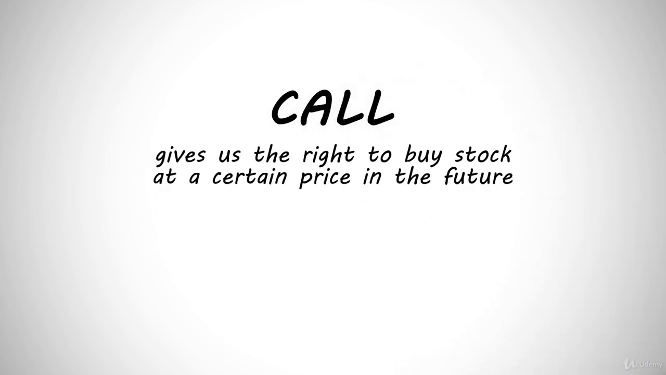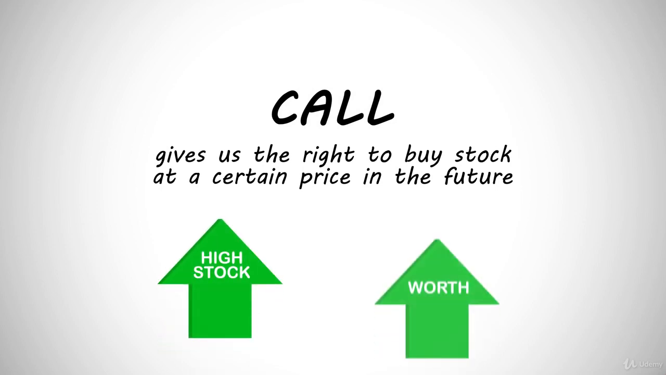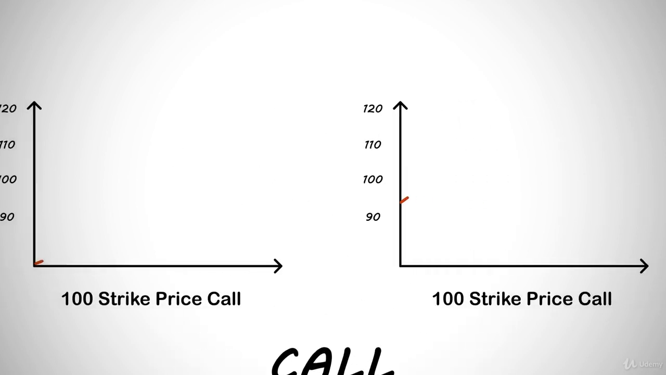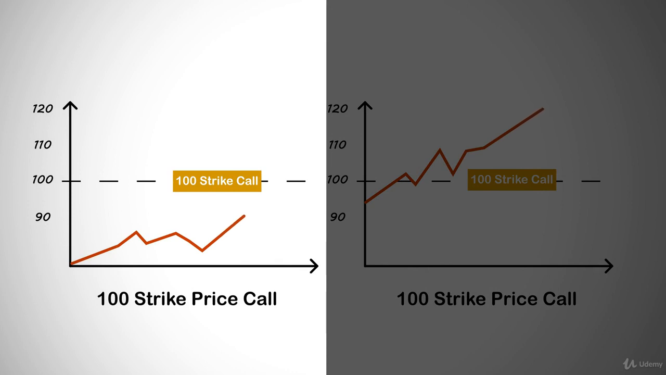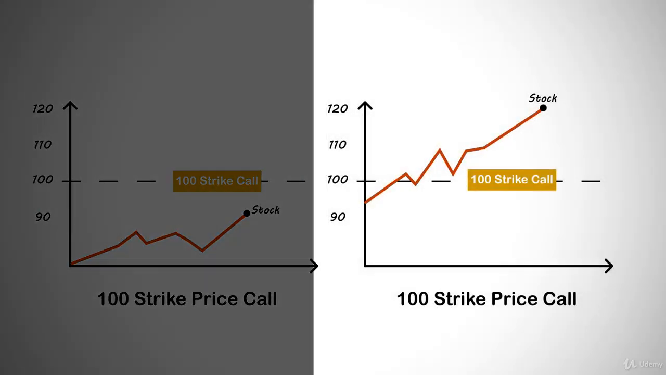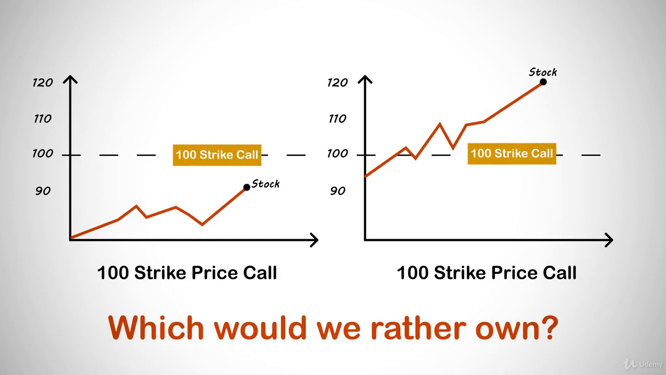When we talk about a call, we know this gives us the right to buy stock at a certain price in the future. So it should be no surprise that the higher the stock goes, the more that option will be worth. Let's look at 2 scenarios. First, we own a call option with a strike price of $100, where the stock is currently trading at $90. Second, we own a call option with a strike price of $100, but the stock this time is currently trading at $120. Which would we rather own?